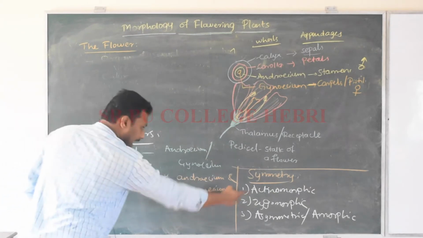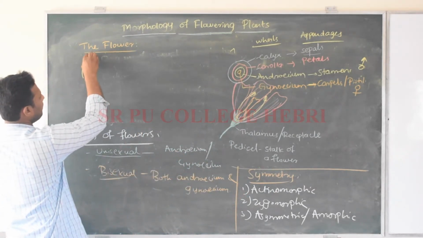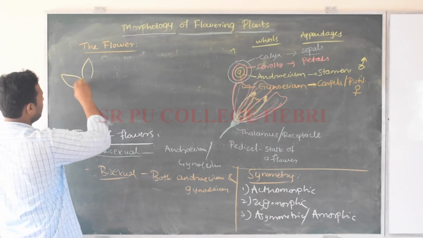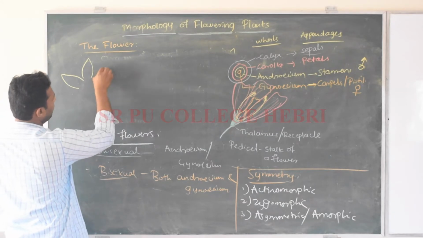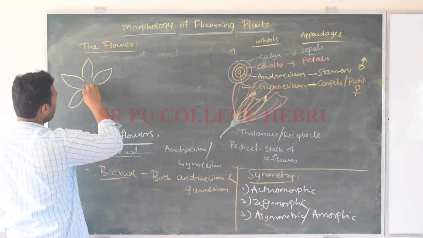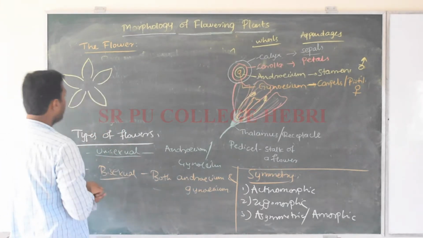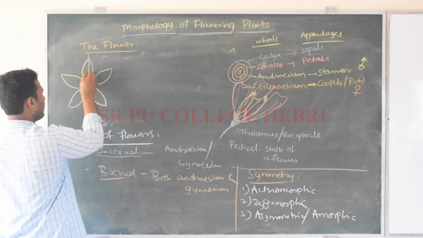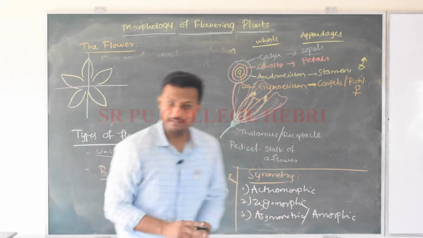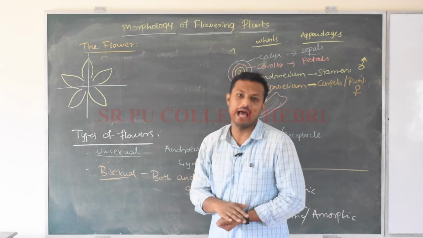So the first one, as we have considered, actinomorphic flower. See, take an example of jasmine. This jasmine flower, you can cut into two equal parts in two different planes. See, this is one plane and this is the other plane. In two different planes you can cut the flower into two exact halves, right?